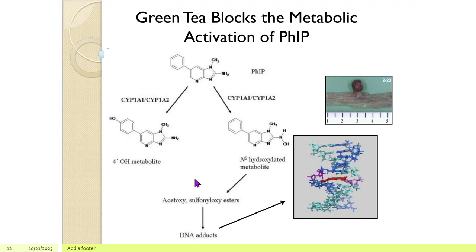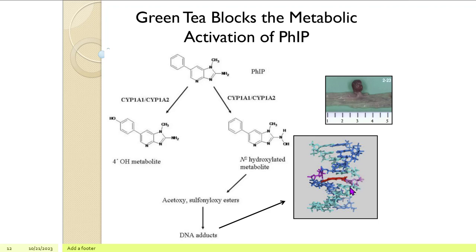Similar to what we saw with the aflatoxin, the PhIP will come into the system and get modified as it gets processed to be removed from the system. We're trying to get rid of it after we've eaten it. And it can actually become activated as well, and it can also form these adducts or damage the DNA.